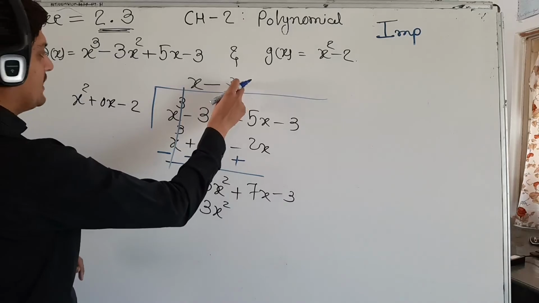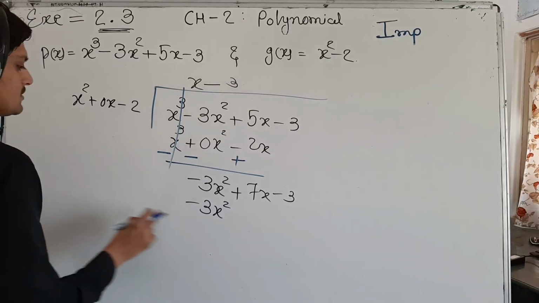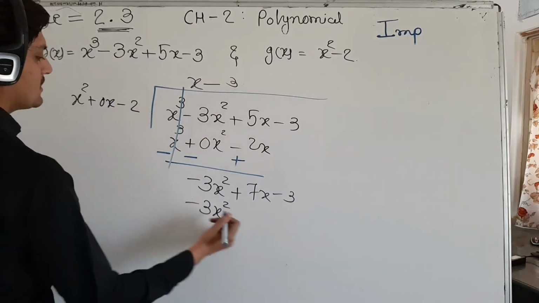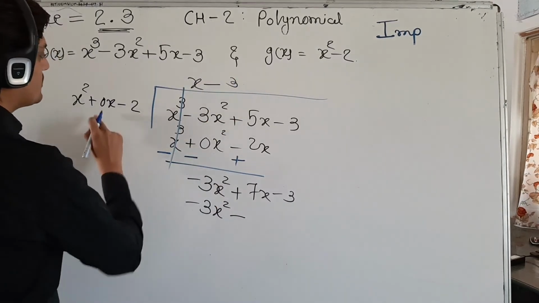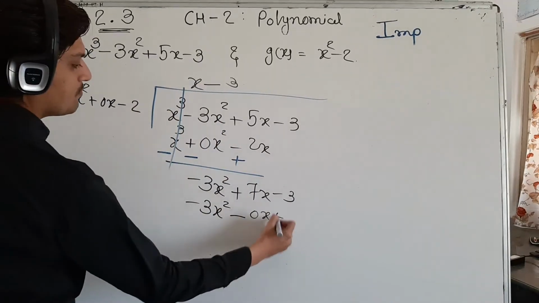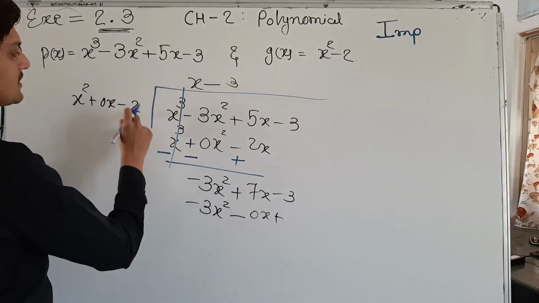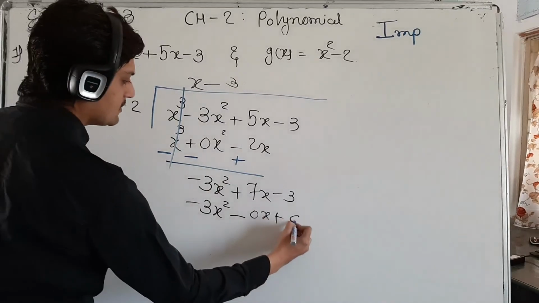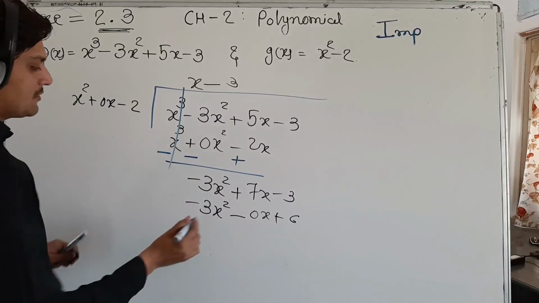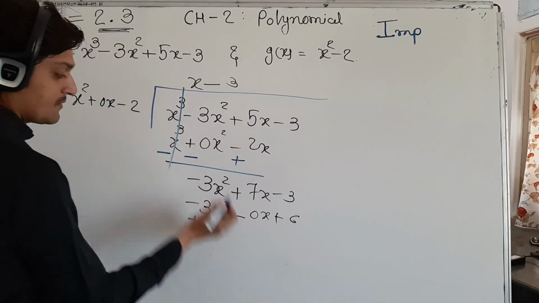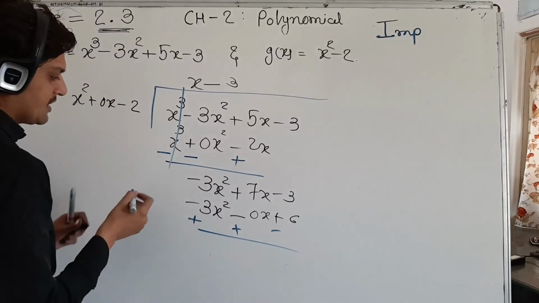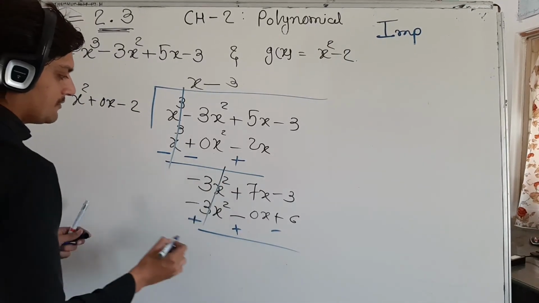So now minus 3x square, so that's minus 3x square, minus plus again minus 3 into 0x, so that's 0x again, and minus minus plus 3 means minus 3 into minus 2, so it's plus 6. Now again what we have to do, we have to change the sign. Minus will become plus and plus will become minus. So now this will cancel.